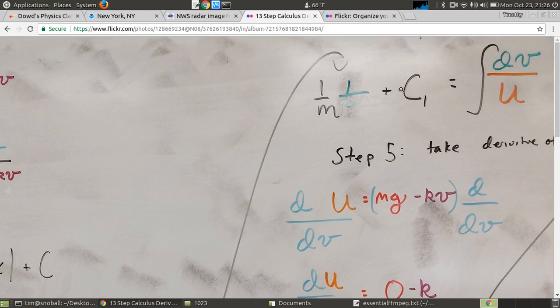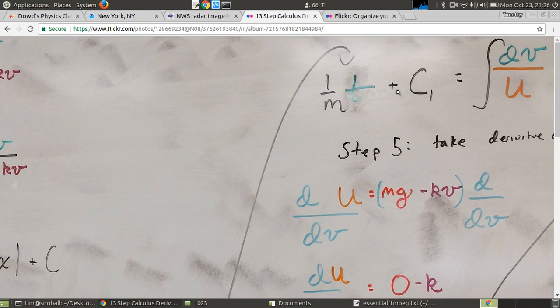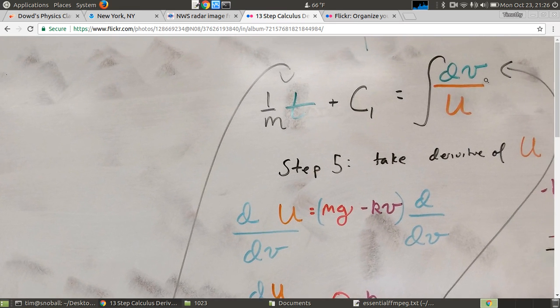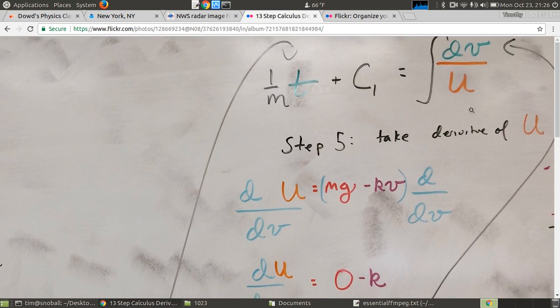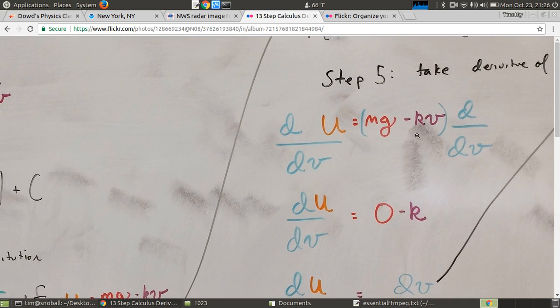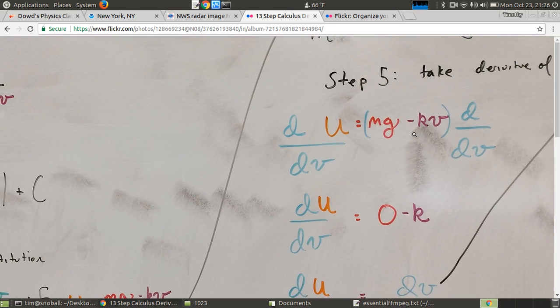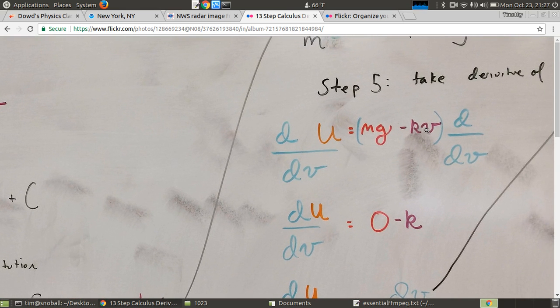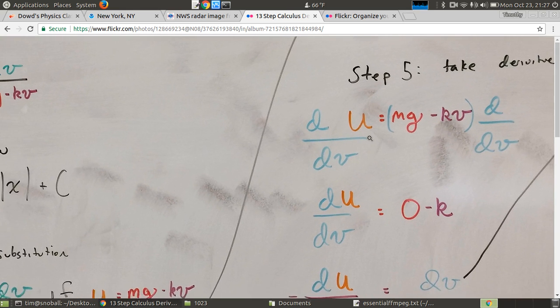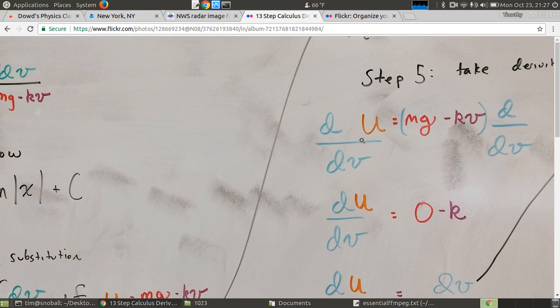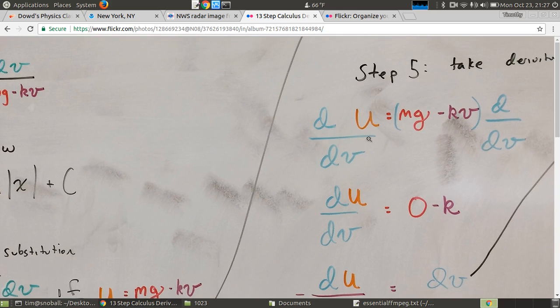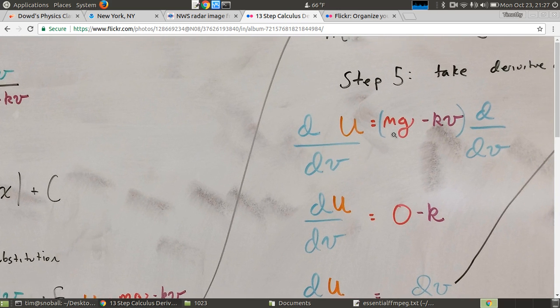So I did the integral on the left, just 1 over m times t plus c1. Now I want to go after this dv. So what I'm going to do is write u in its full glory. U is actually a function of velocity. Instead of taking its time derivative, d dt, I'm going to take its velocity derivative, d dv. And you take that just like you took the time derivative.